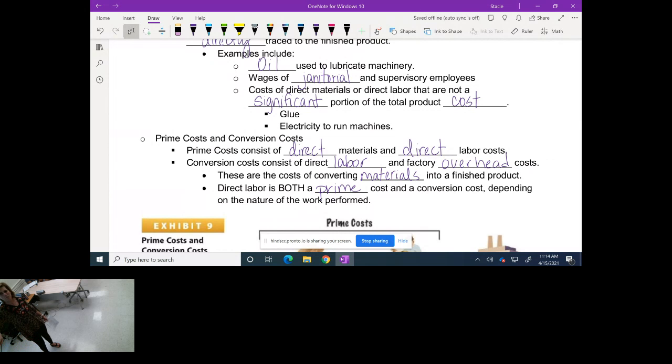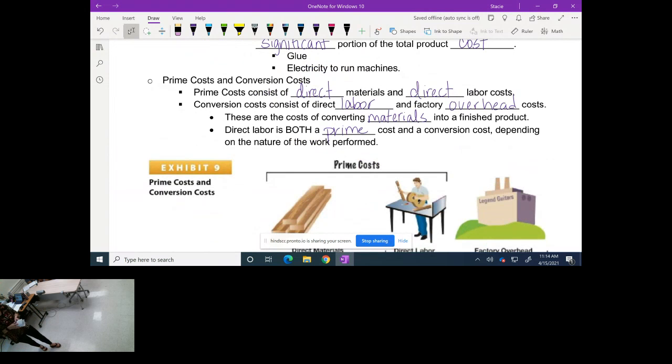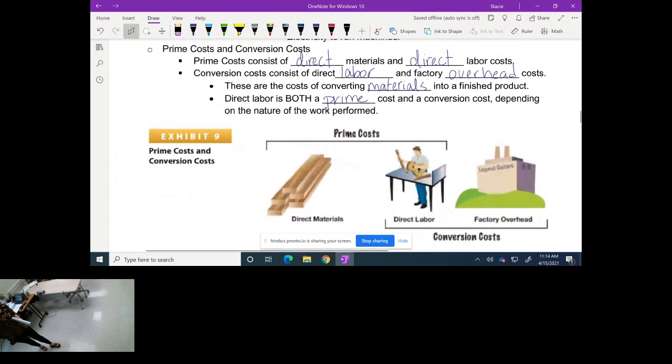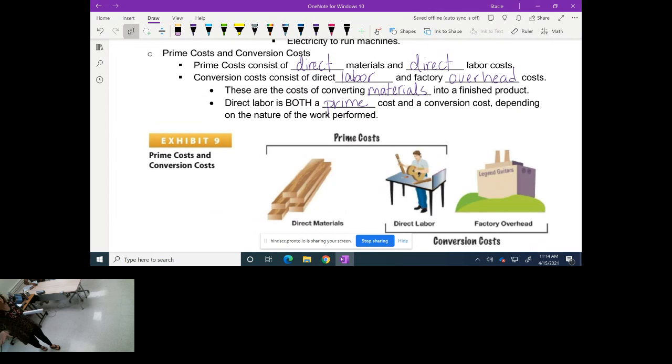All right, prime costs and conversion costs. They're just a different way of categorizing these expenses. Prime costs, and I put the picture up here because it kind of shows you, consist of direct materials and direct labor. Conversion costs consist of direct labor and factory overhead. So direct labor could be both. It just depends on what function is being discussed. Conversion costs are converting the raw materials into the finished product.